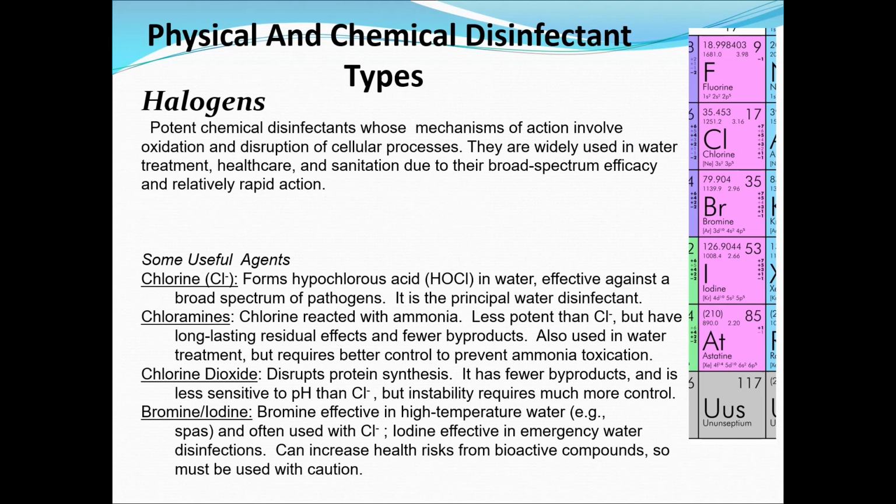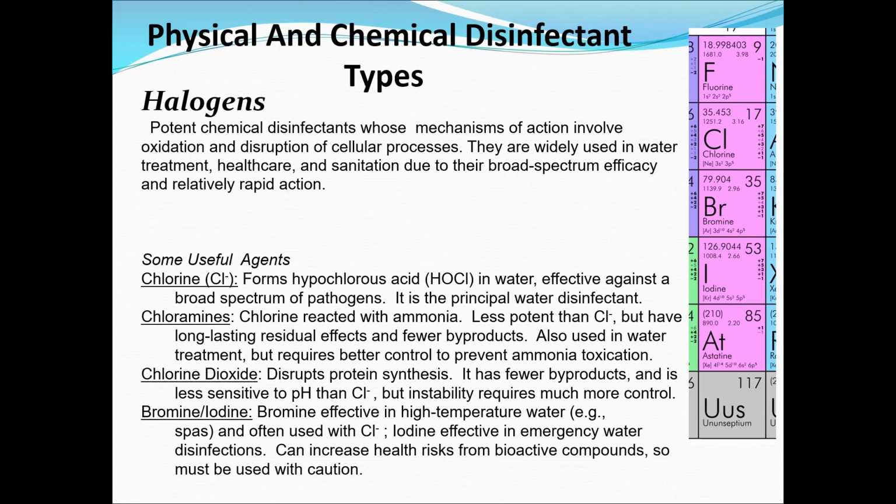Halogens, including chlorine, chloramines, chlorine dioxide, bromine, and iodine, are potent chemical disinfectants used in water treatment, healthcare, and sanitation. They inactivate microbes through oxidation and disruption of cellular processes. Their effectiveness varies with pH, temperature, and organic matter presence.